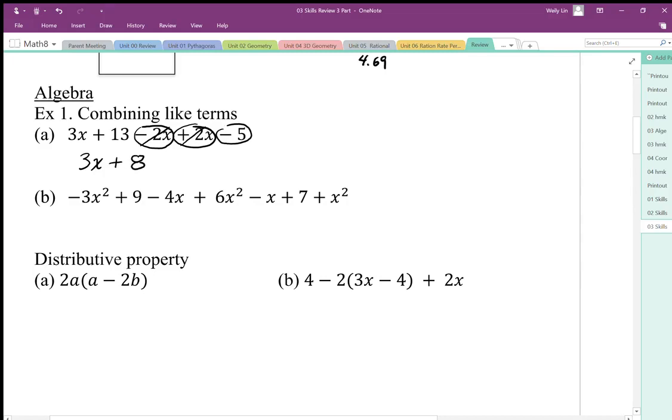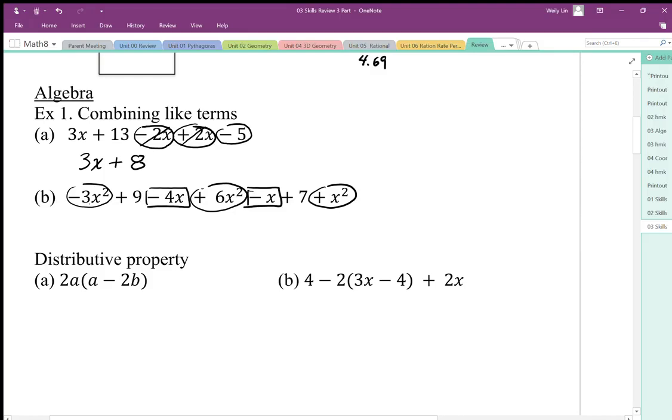When we have x squareds, they can all go together. So I'm just going to group those like this. Again, the sign in front goes with the term. The x's and x squareds are different, so we do not count x's with x squareds. We count those separately.